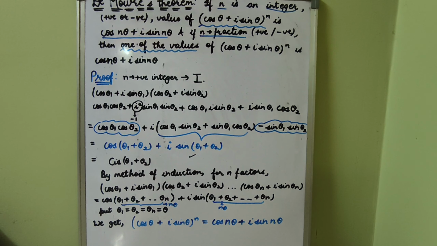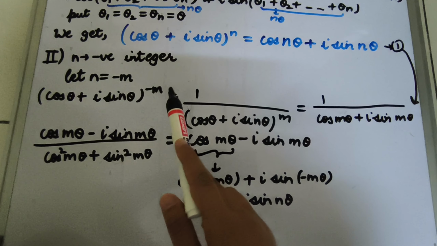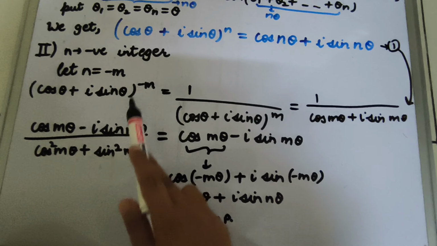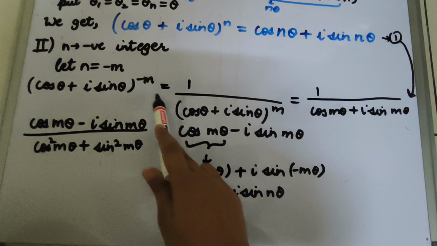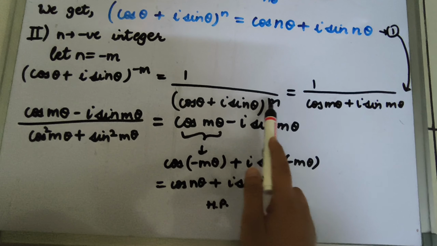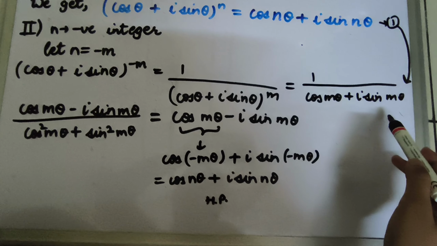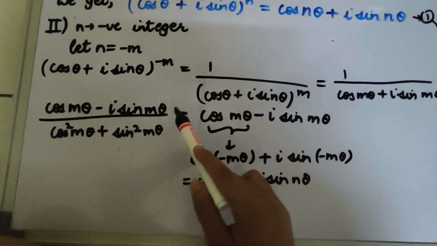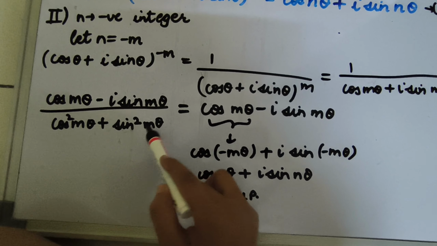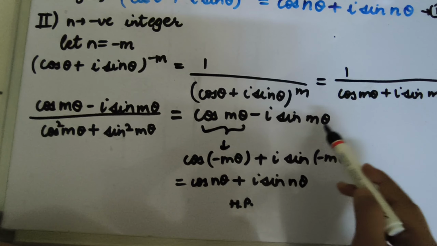Now we will discuss the second one. Second case is when n is a negative integer. Let n equal minus m, so m is a positive integer. Now (cos theta + i sin theta) to the power n is replaced by minus m, and it will be 1 upon (cos theta + i sin theta) to the power m. By the previous result we will write it as 1 upon (cos m theta + i sin m theta). Now we will rationalize it. By rationalizing, in the denominator we get cos square m theta plus sin square m theta, that is 1. So we are left with cos m theta minus i sin m theta.